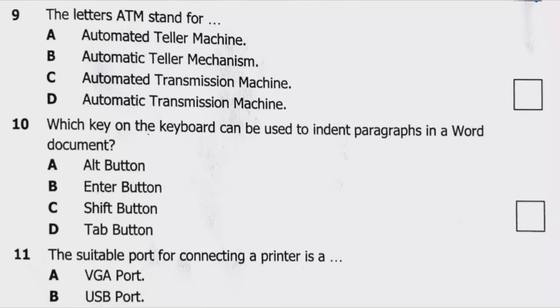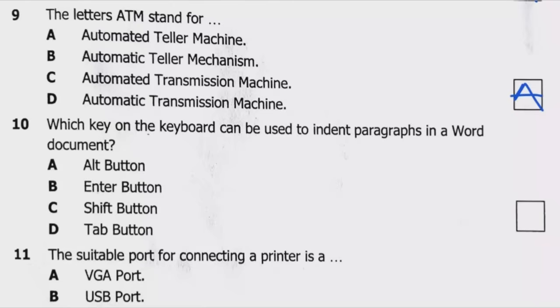Let's talk about A, automated teller machine. Automated teller machine is the full meaning of ATM. It is abbreviated as ATM, and it refers to a self-service banking machine that allows users to withdraw cash, check balances, and perform other transactions without a human teller. So the correct answer there is A. On 9 the correct answer is A.